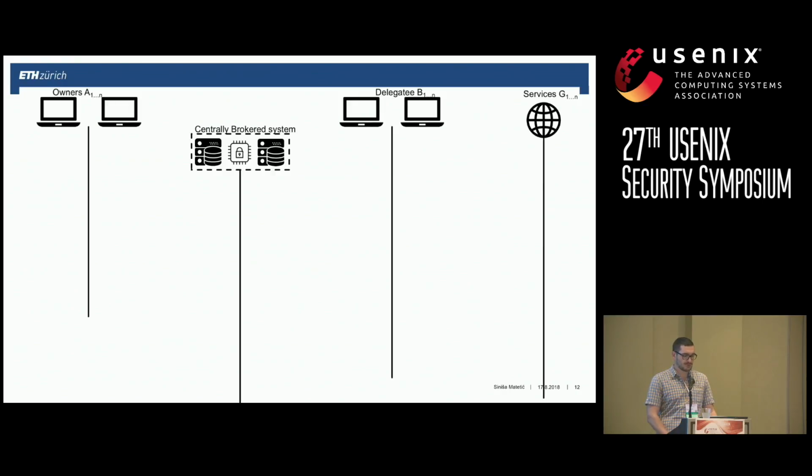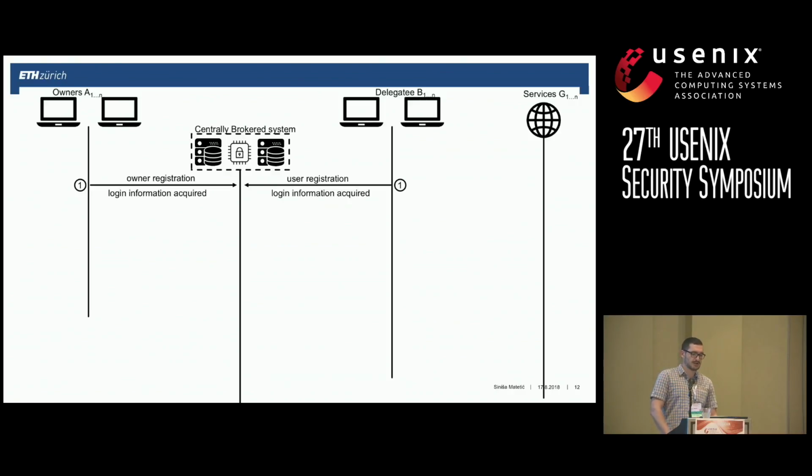So how the system operates is that first the owner and the delegatees need to register with the system, like a normal online registration to any other service. You get a username and password, and that's it. Second, the owner needs to establish secure communication. This is a really important part. The owner needs to do an attestation of the system to see that the code running on the centrally brokered system is what it claims to be, and that it doesn't have any malicious part in it. After that, the owner can store credentials of his online services in the system, and that's it.